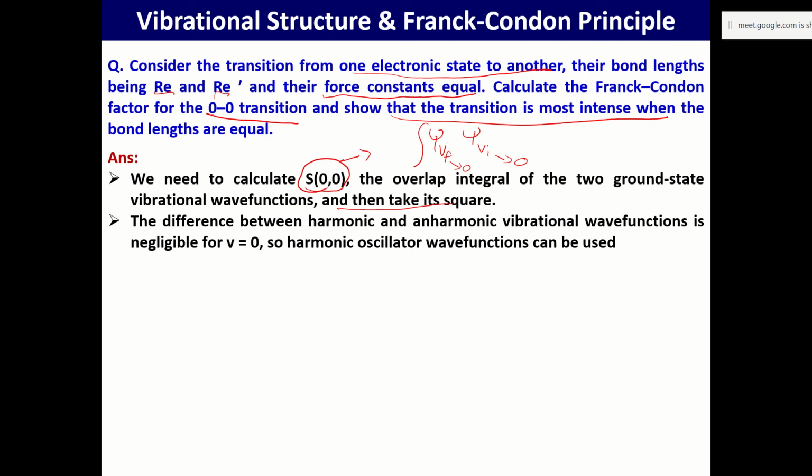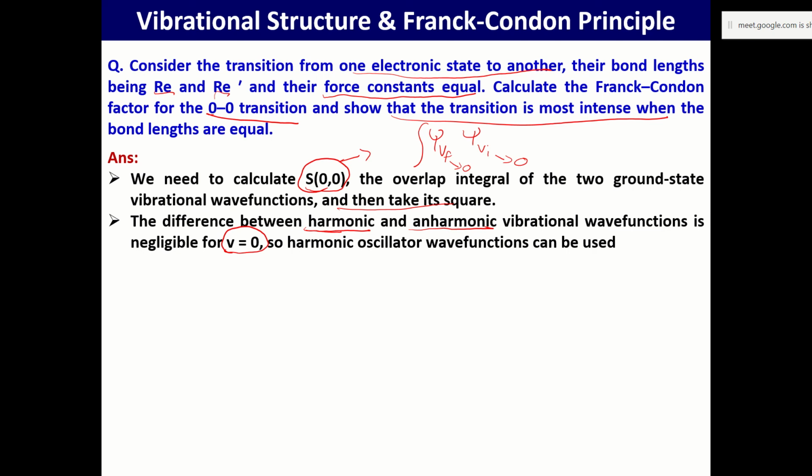So let's look into this. This is the basic idea, from where we start thinking about how we will solve this. So for v equal to 0 state, one more thing that you can simplify in your calculations is that the difference between the harmonic and anharmonic vibrational wave function is negligible. It is almost a simple Gaussian function, the bell type curve that we observe, and it is not much affected by the anharmonicity.